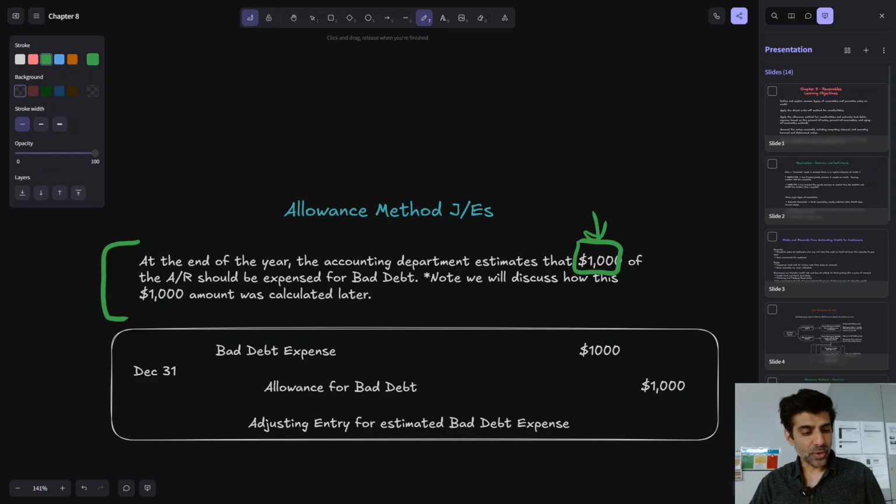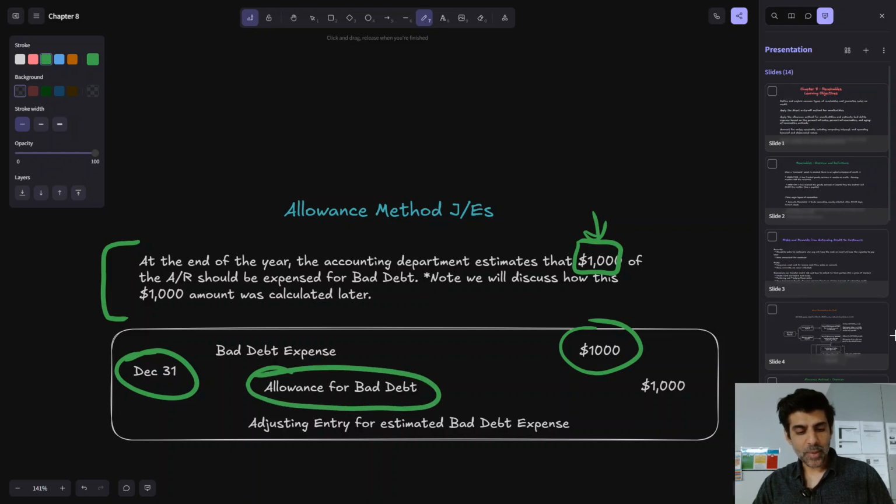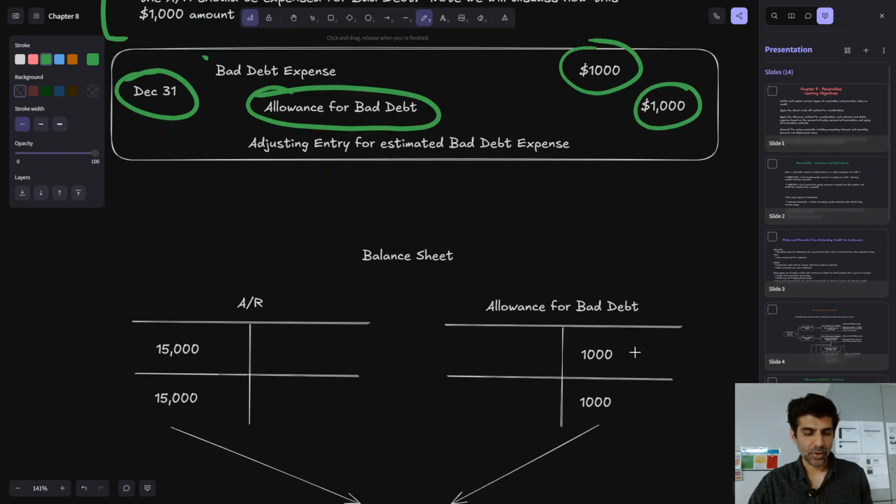Okay. So what you'll do as an adjusting entry, just like every adjusting entry, at the end of the period, you're going to take this expense, $1,000, and set up this piggy bank called Allowance for Bad Debt. This is a contra asset account, paired together with the accounts receivable. Now this bad debt expense is going to appear in the income statement for the same period as the revenue.